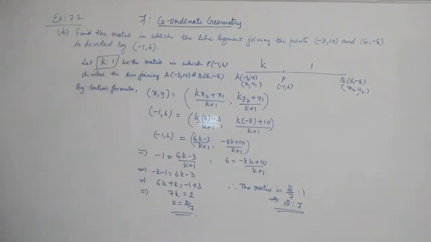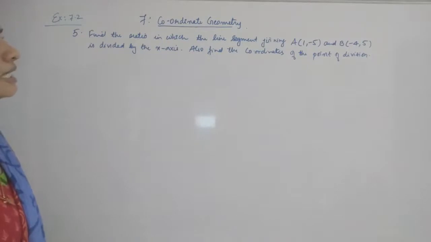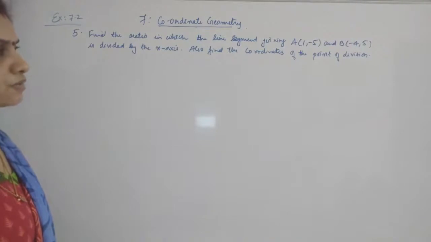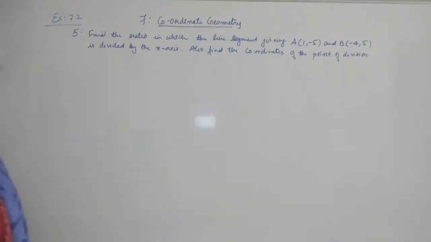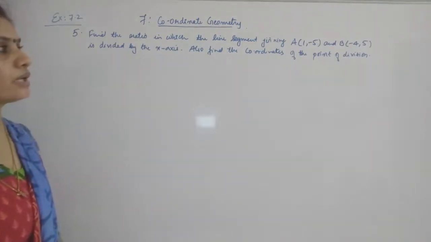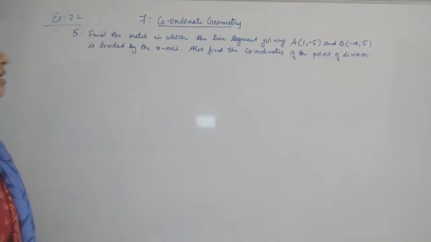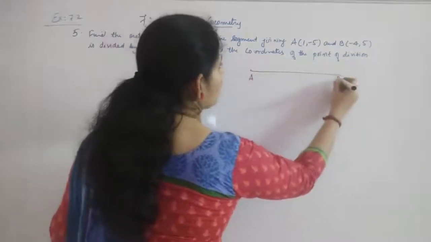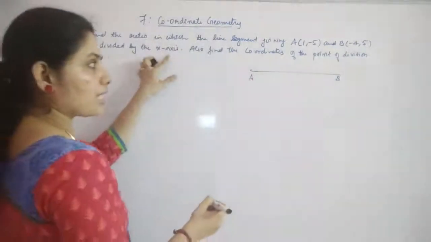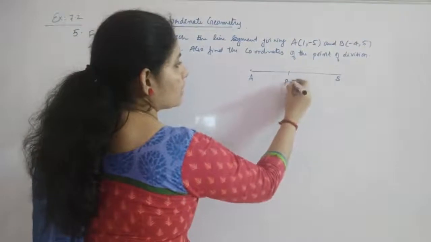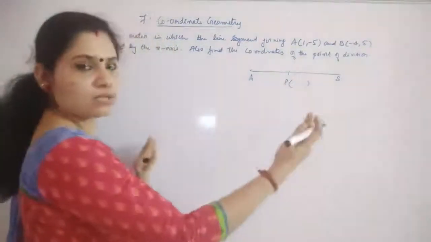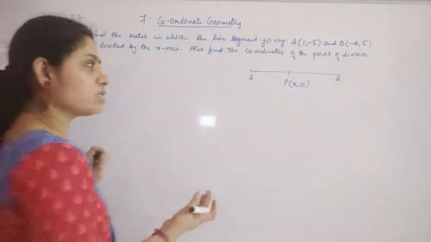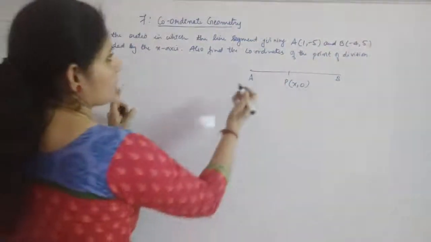Find the ratio in which the line segment joining A of 1, minus 5 and B of minus 4, 5 is divided by the x-axis. Also find the coordinates of the point of division. So since the line joining A and B is divided by the point which is lying on the x-axis, the coordinate of that point should be like x, 0, that is, the second coordinate will be 0 for any point on the x-axis.